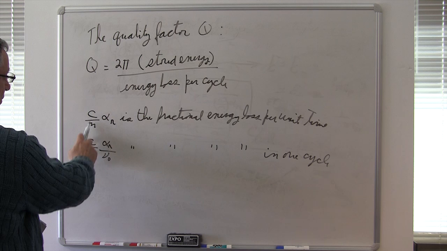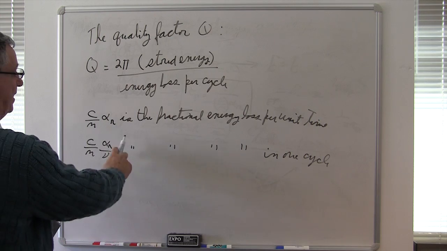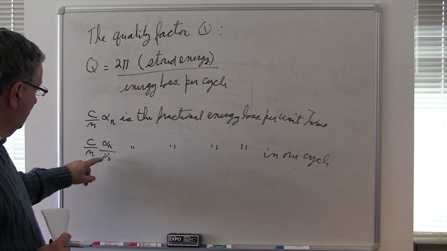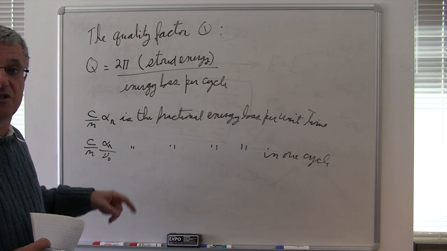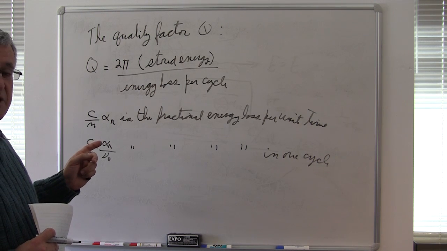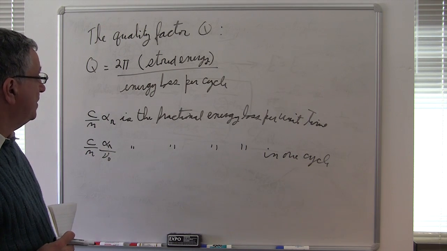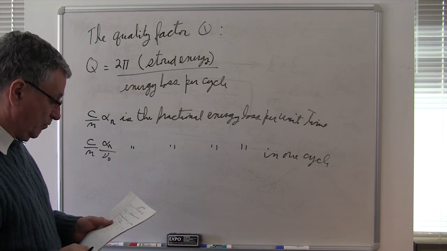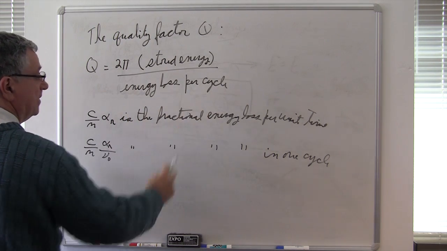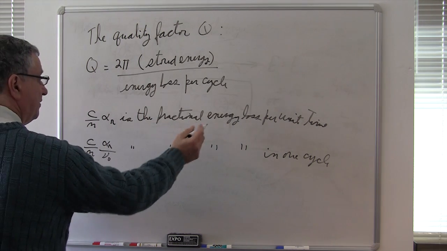If you divide C over N alpha R by nu zero, it will give you the fractional energy loss in one cycle, because 1 over nu zero is just the period of the electromagnetic wave. So this is one cycle. That's what we want here: energy loss per cycle. So here we have the fractional energy loss.